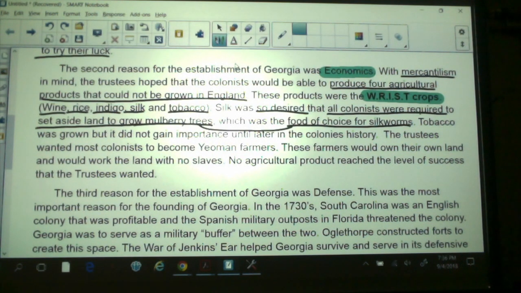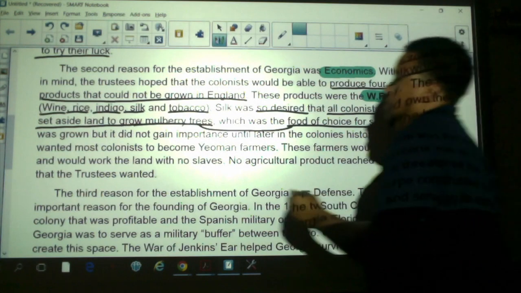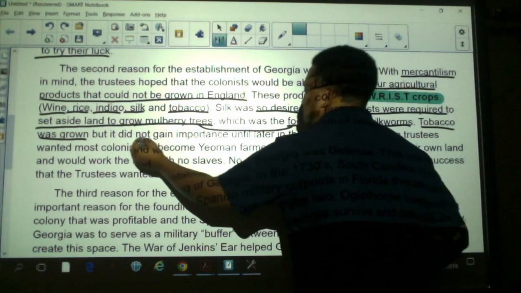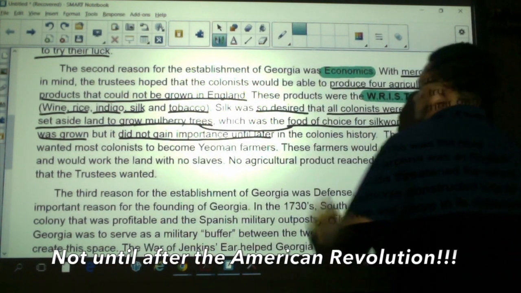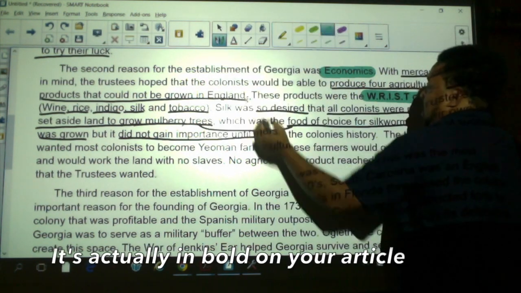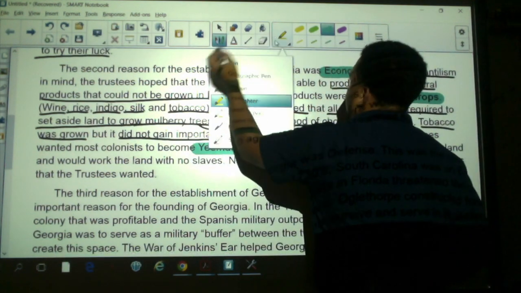All right, you said stop, okay? So tobacco was grown. All right, it says it didn't gain importance until later. All right. The trustees wanted most colonists to be yeoman farmers. These farmers would own their own land and work the land with no slaves. All right, someone says stop. All right, correct. So even though it's not in bold, it seems like it's a vocabulary word because right after the word itself, it gave us a definition. Okay, so we're going to go ahead and highlight yeoman farmers. So they might be important.